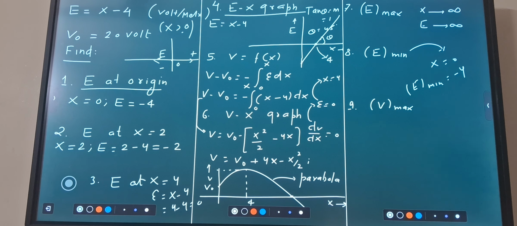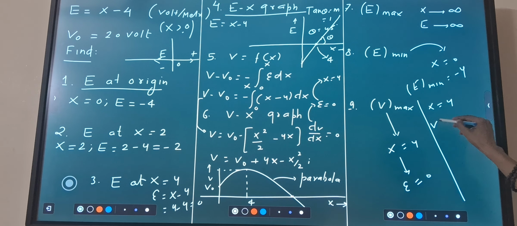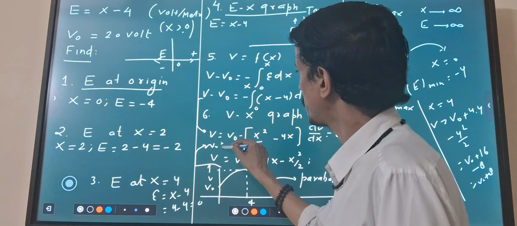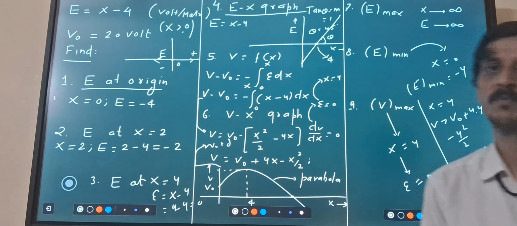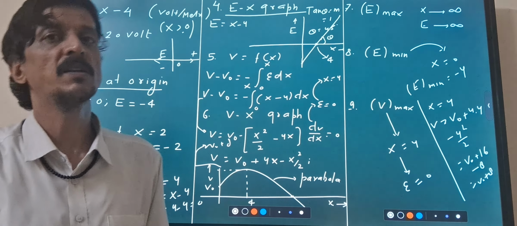Next is maximum value of potential. Certainly we can analyze that V is maximum when x is equal to 4, which also corresponds to the situation when electric field is 0. If we substitute x is equal to 4, potential will be V0 plus 4 into 4 minus 4 square by 2. That will be V0 plus 16 minus 8, or V0 plus 8. So that point has a coordinate V0 plus 8, which corresponds to the maximum value of electric potential. In this way we have discussed 9 questions based on the relation between electric field and potential.